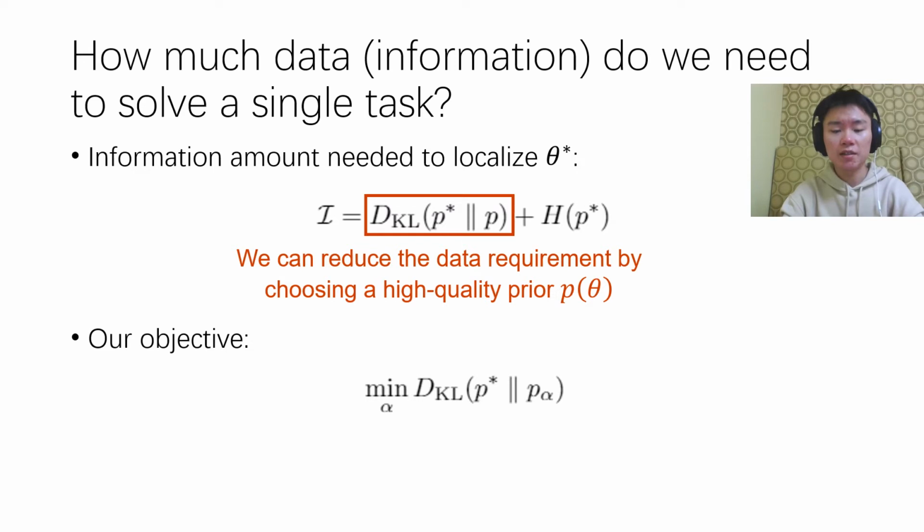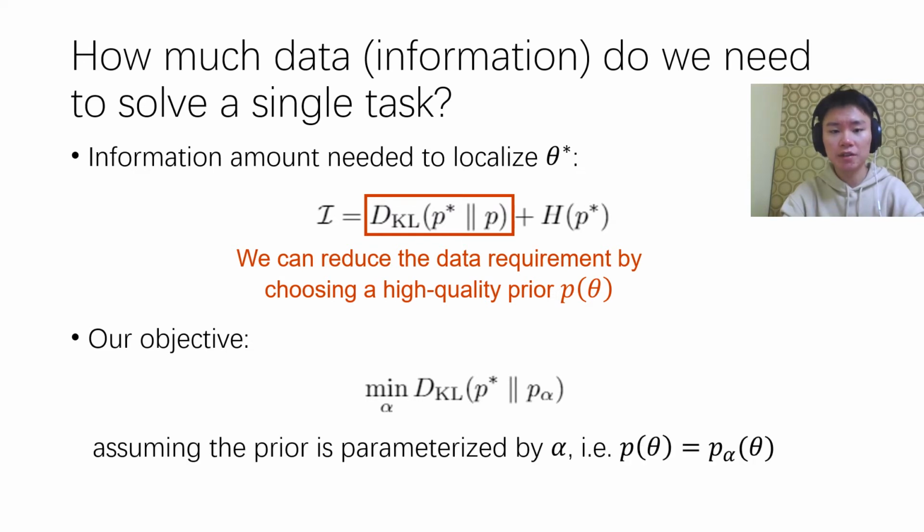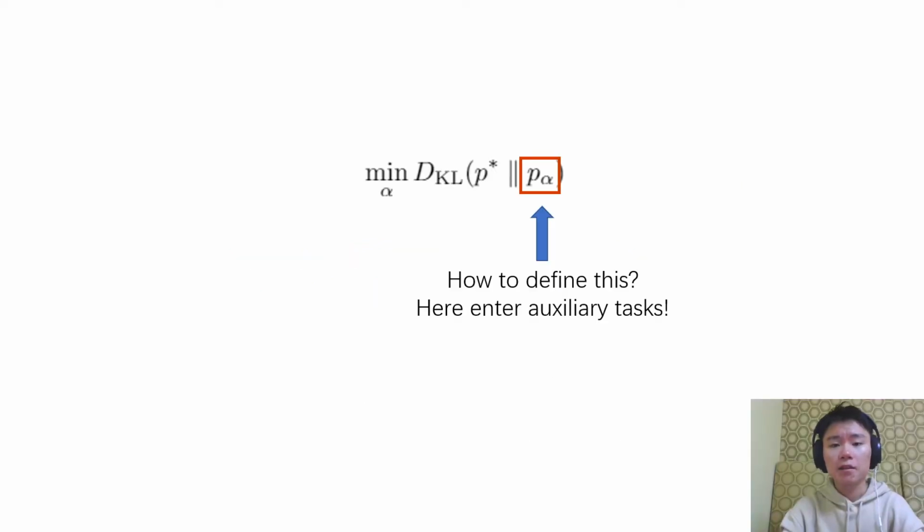And if we assume that our prior is parameterized by some alpha, then we only have to optimize the alpha to minimize this KL divergence. So now we only have to define this parameterized prior, but instead of defining it manually, we can actually derive it directly from multitask learning.